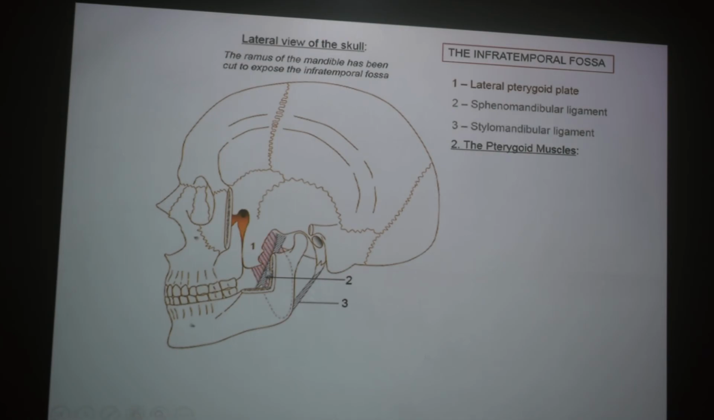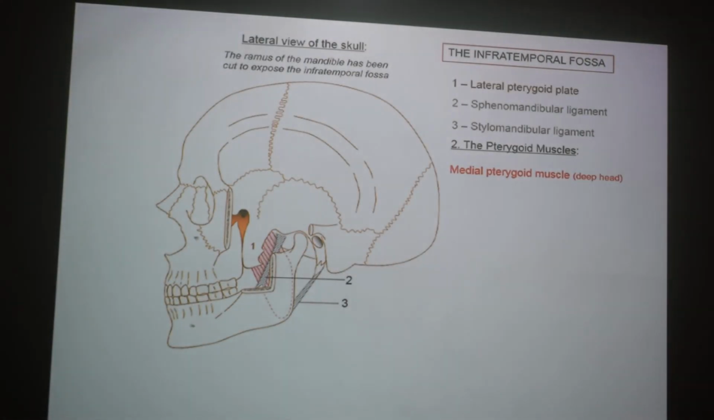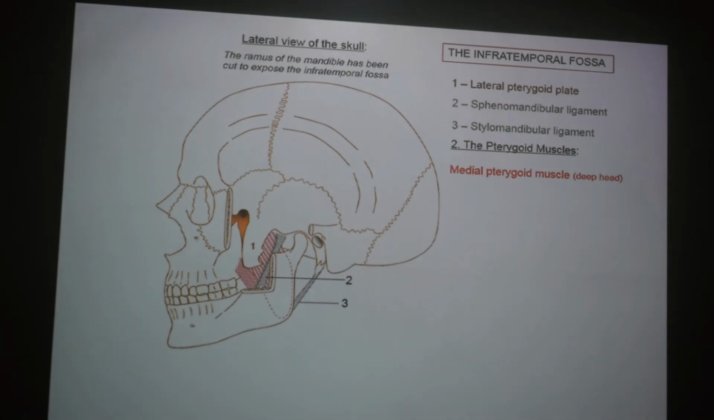The first muscle which you see is this muscle which is coming from the inner aspect of the lateral pterygoid plate. So the medial aspect of the lateral pterygoid plate, this muscle is arising, and it is attaching to the inner aspect of the angle of the mandible. This is called the medial pterygoid muscle, and this is the deep head. The superficial head of the medial pterygoid is arising from the maxilla and going to the inner aspect, attaching to the angle of the mandible.